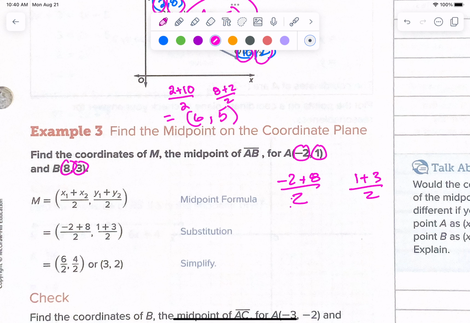Okay, what's negative 2 plus 8 divided by 2? 6 over 2, which is 3, comma something. 1 plus 3 divided by 2 is 4 over 2, which is 2. That's my midpoint. Okay, now, are you listening to this?